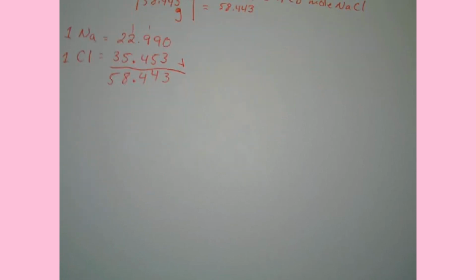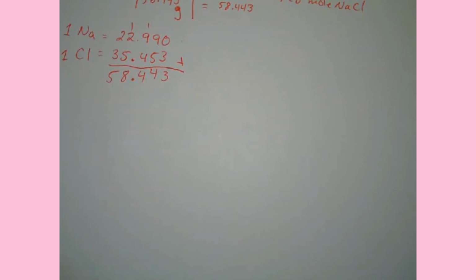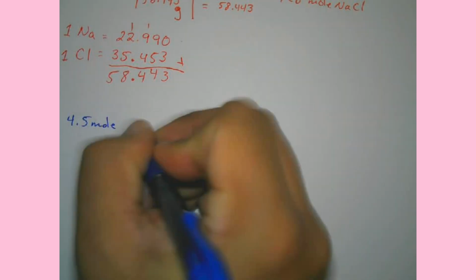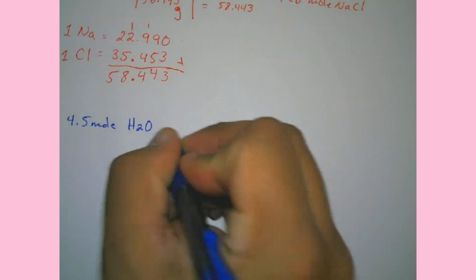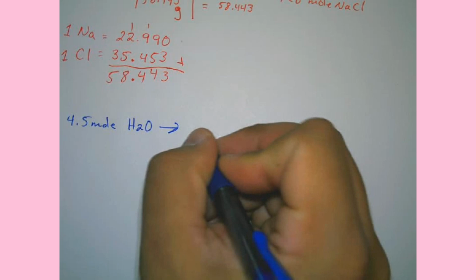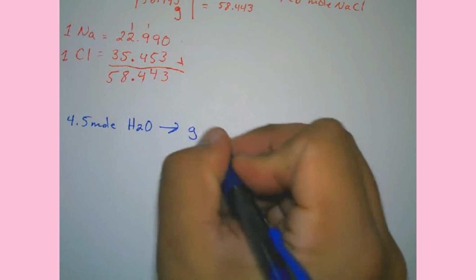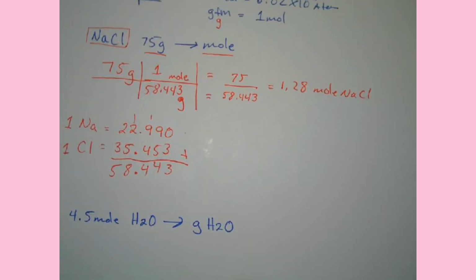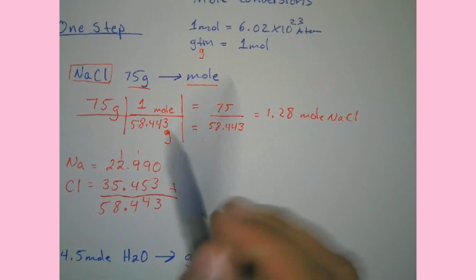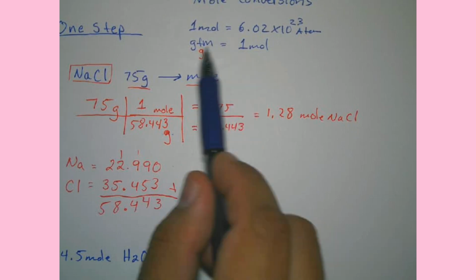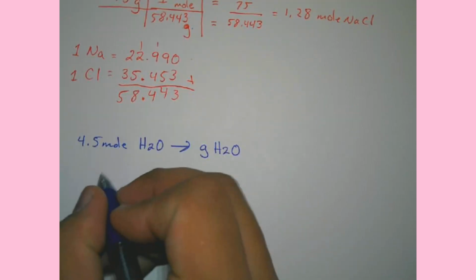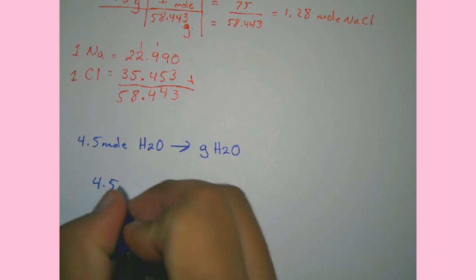Let's say we have 4.5 moles of water, H2O. Well, if I have 4.5 moles of water, how many grams of water do I have? So let's do this conversion. Again, this is a grams to mole conversion, and if you look right here, a grams to mole conversion is just a one-step problem. We're going to set it up. Just start me off with 4.5 moles of water.